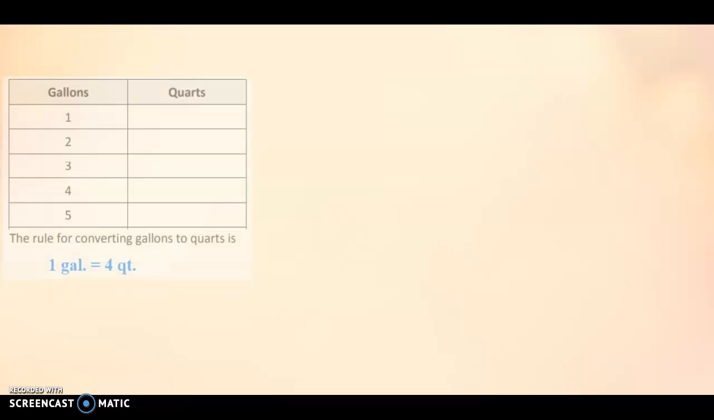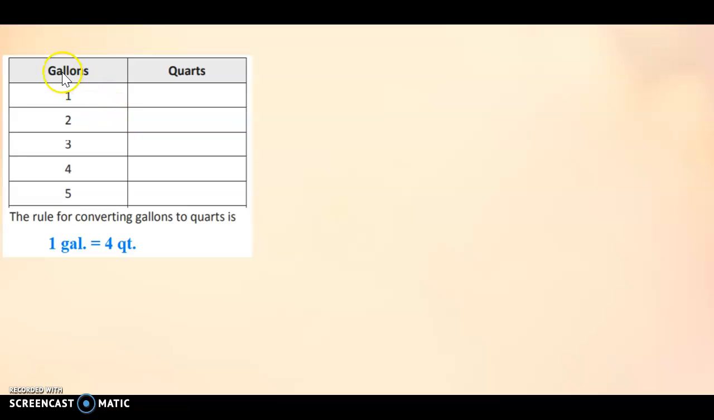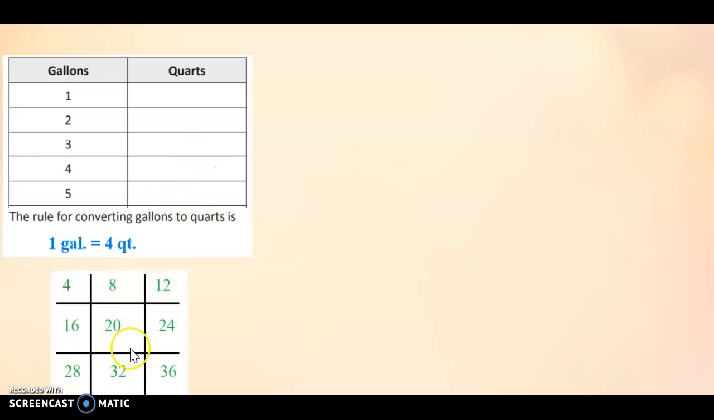Yesterday you also talked about a conversion table, converting gallons to quarts. The rule for converting gallons to quarts is 1 gallon equals 4 quarts. And then you talked about using hashtags. We'll skip count by 4 because 1 gallon is 4 quarts, 2 gallons is 8, 3 gallons is 12, and we are multiplying. So I'm multiplying 1 by 4, which gives me 4, 2 by 4, which gives me 8, and so on, right?